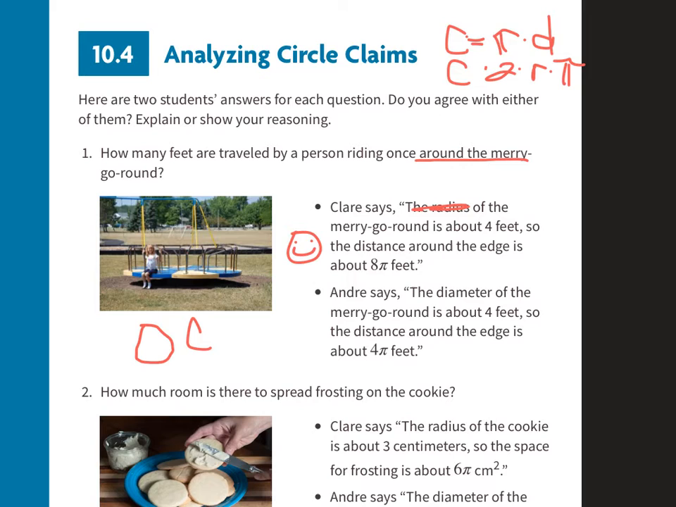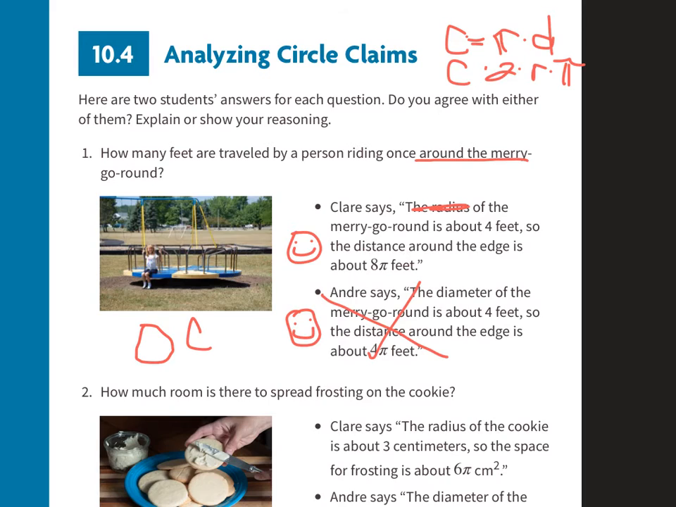Okay. Well, Andre says the diameter of the merry-go-round is about 4 feet, so the distance around the edge is 4 pi feet. So he says the diameter is 4, so 4 times pi is 4 pi, so they both did the problem right, okay? But one said the radius is 4 feet, and one says the diameter is 4 feet. If the diameter was 4 feet, that would be a really small merry-go-round. So I'm going to say Andre is wrong in his guessing. His math is correct, but his labeling of the circle is wrong.